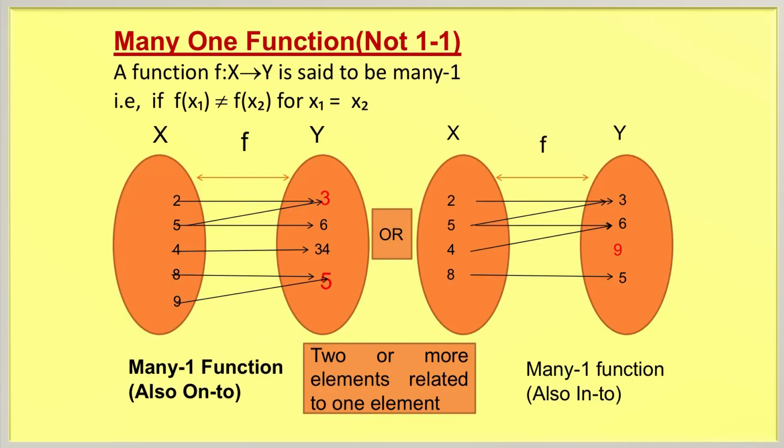Next is many-one function. Many-one function is nothing but simply you can remember it is not one-one. It can also be onto, it can be into. It is in the picture. If all elements of the codomain are related, it is onto. If it is not related, then it is into.